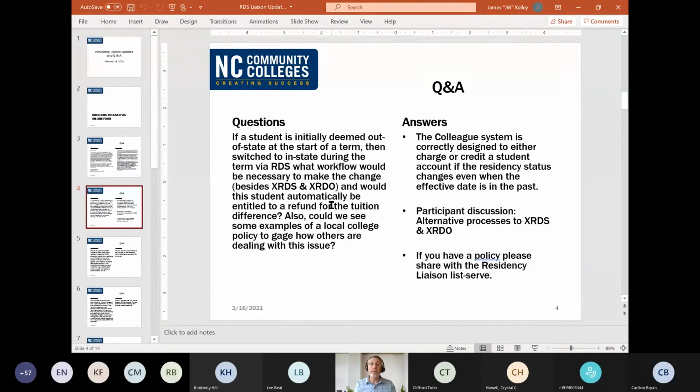So at this time, I'd like to pause to see if there's anybody participating today that knows of an alternative process other than XRDS or XRDO to help answer this question.